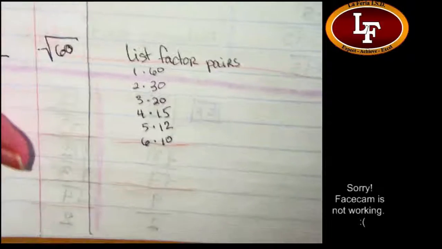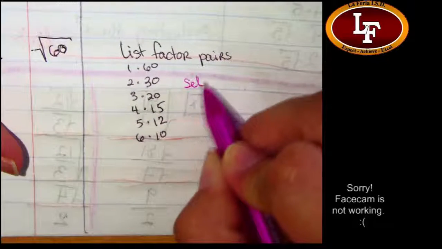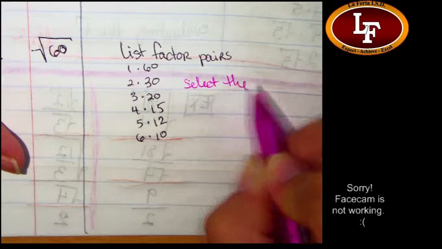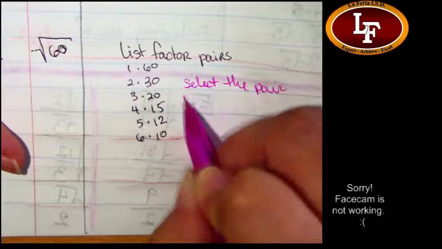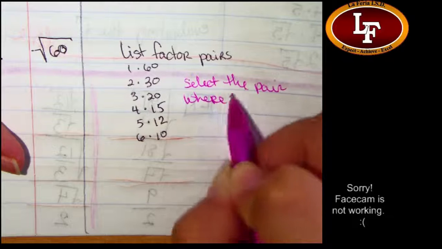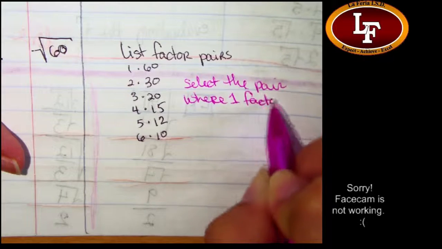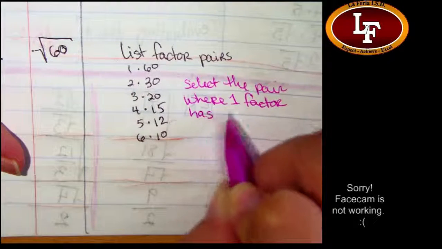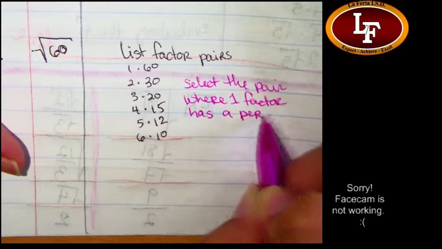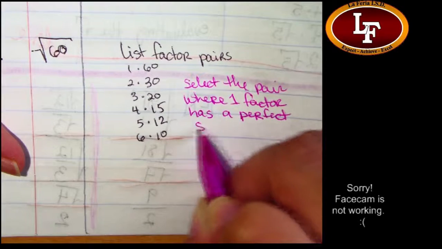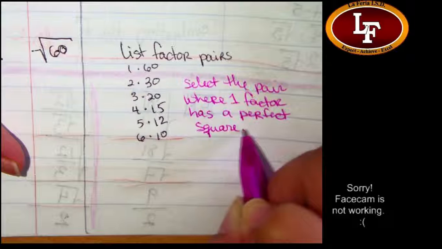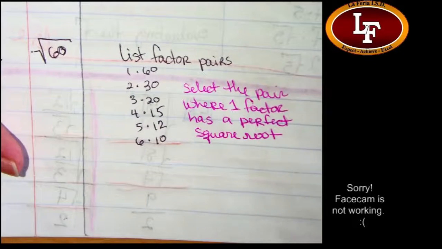But out of all of these factor pairs, the main question is, which one do we use? And the answer to that question is, select the pair where one factor has a perfect square root, which means the square root of it is a whole number.